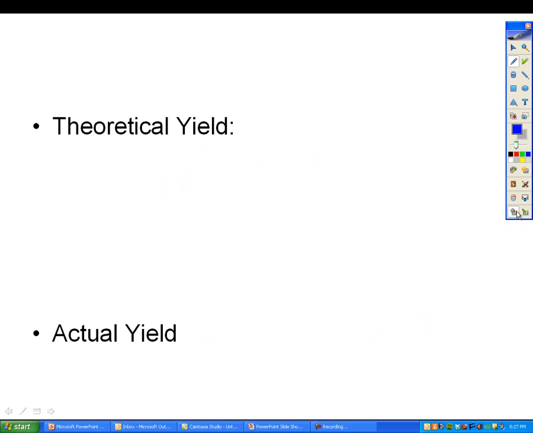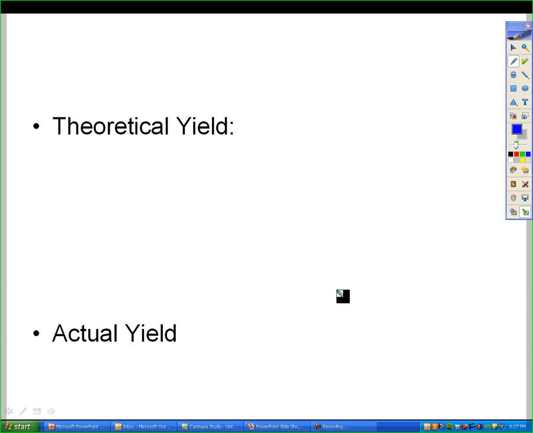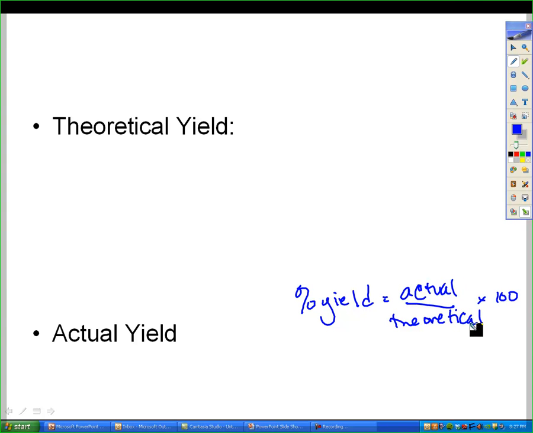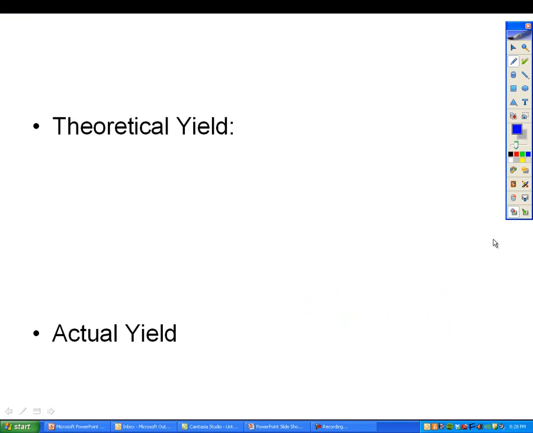So let's talk about how percent yield is defined. The formula for percent yield is your actual yield divided by your theoretical yield, times 100. It sort of looks like the percent error calculation, so be careful. It is related, but it's not the same. Remember, percent error tells you how far off you are. Percent yield tells you how much you made of what you should have.